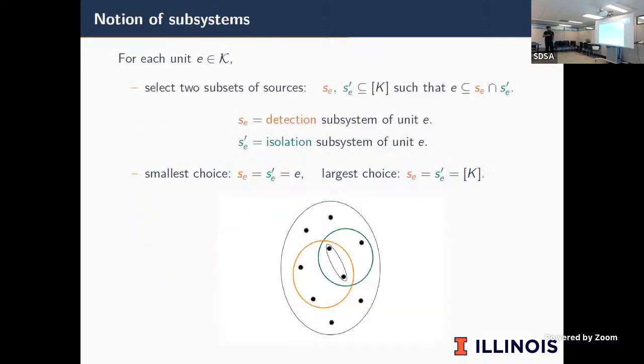That's where we come up with the notion of subsystems: for each unit E, we select two subsets of sources, which we call S E as the detection subsystem of unit E, and S prime E as the isolation subsystem of unit E, the same unit. And that will contain the unit E as well. The smallest choice will be the unit itself, which gives me the local statistics. And the largest choice is when you consider the whole data, which gives me the whole set of sources. So this is an illustration: let's say this is the unit E. We have this S E, we have this S prime E. To collect evidence whether it's a signal or non-signal, we are going to use data from all the sources that I am fixing here as subsystems.